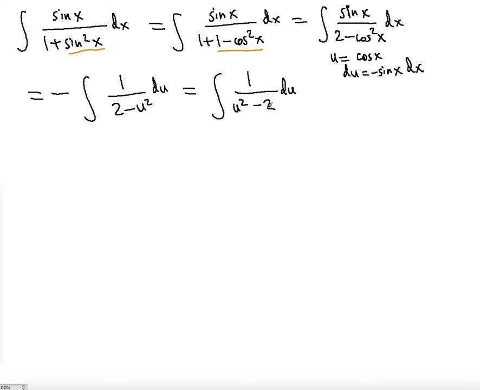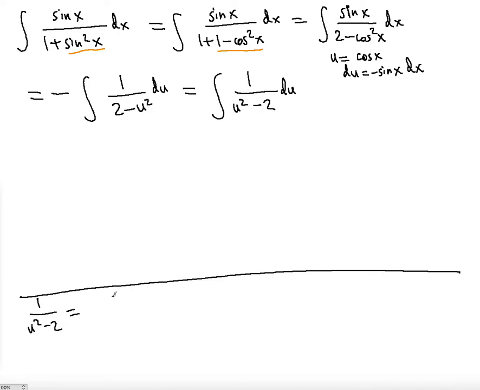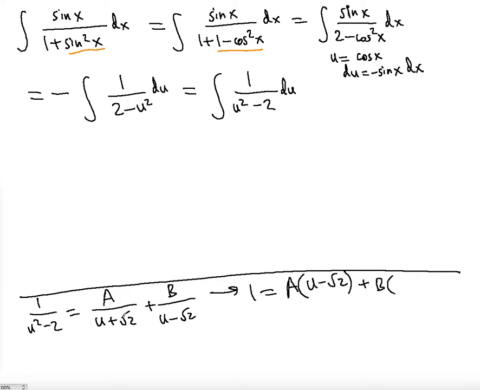And notice that using partial fraction decomposition, 1 over u squared minus 2 factors as a divided by u plus radical 2, plus b divided by u minus radical 2, right? These two factors, when multiplied, will give you u squared minus 2. Don't be thrown off by the roots. Multiplying both sides of this equation by u squared minus 2, we get 1 on the left side. A multiplies the second factor, and then b multiplies the first factor.